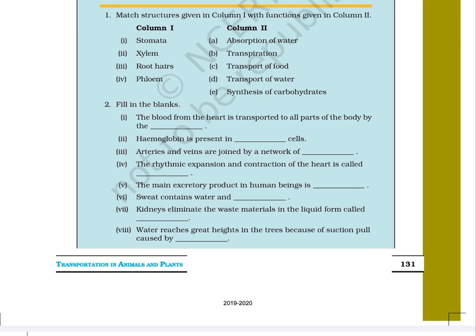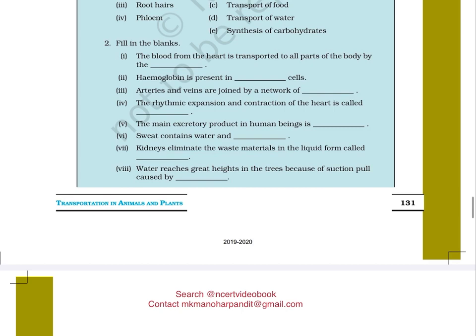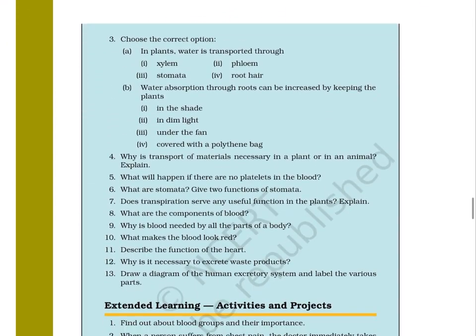Page 132. 3. Choose the correct option. A. In plants, water is transported through 1. Xylem, 2. Phloem, 3. Stomata, 4. Root hair. B. Water absorption through roots can be increased by keeping the plants 1. In the shade, 2. In dim light, 3. Under the fan, 4. Covered with a polythene bag.